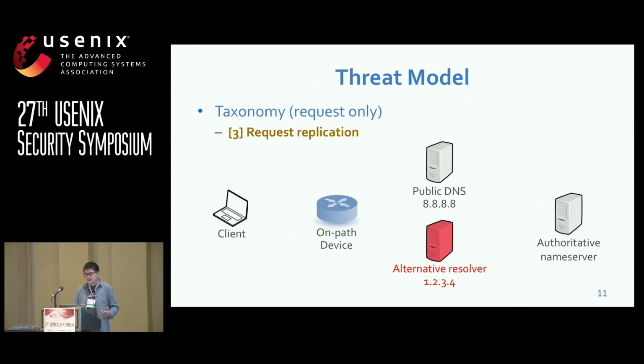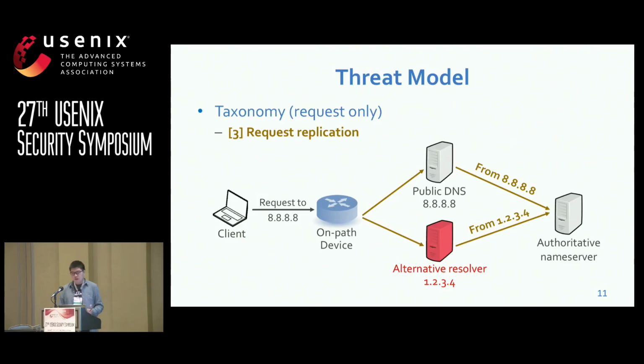The third case, request replication. Same as usual, there's a request to a public DNS. However, this time, the request is replicated. One reaches the correct public DNS, and the other one reaches an alternative resolver. From the name server, it will receive 2 identical requests from different IP addresses. Of course, the client will receive 2 responses as well, and typically it will accept the first one.